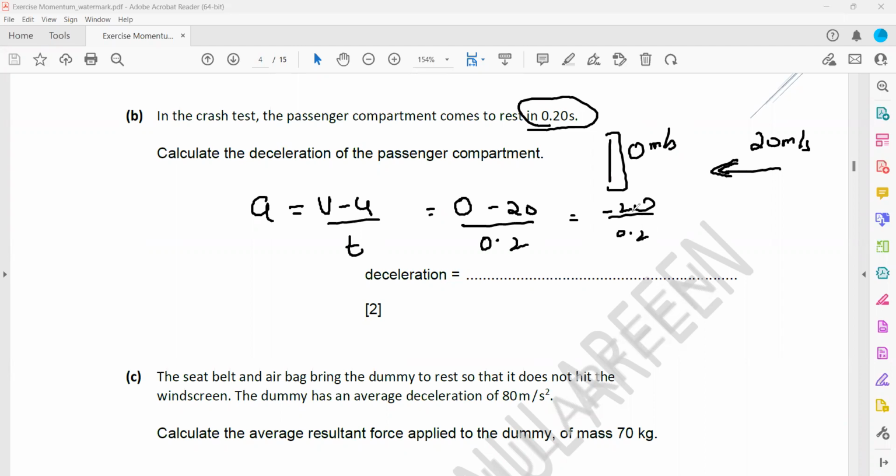What's the answer for this? Negative 100. But because they already mentioned deceleration, I don't have to write negative. I can just write 100 meter per second squared because they already specify it's a deceleration. Deceleration is obviously negative. So if you write 100 meter per second squared, you will score the marks. It won't make a difference.